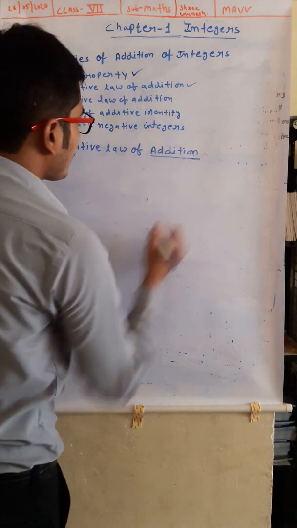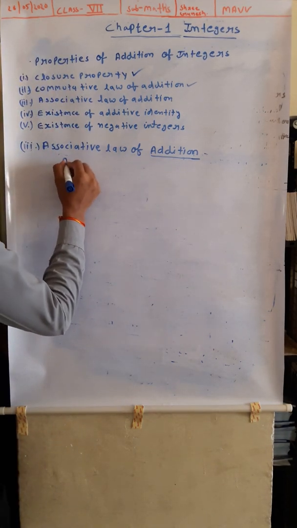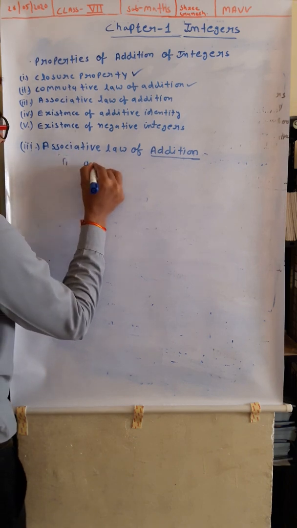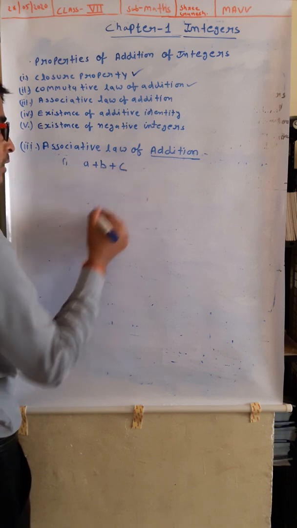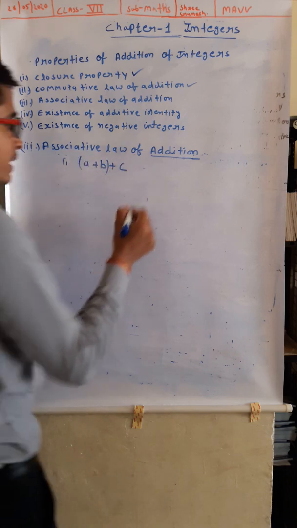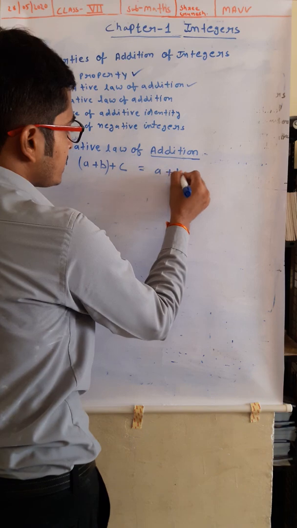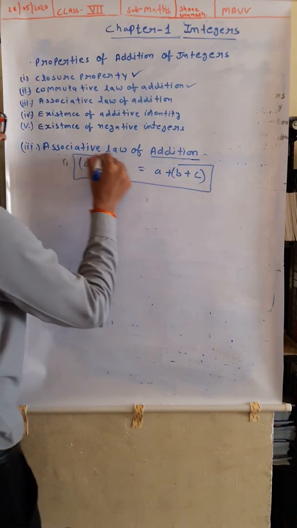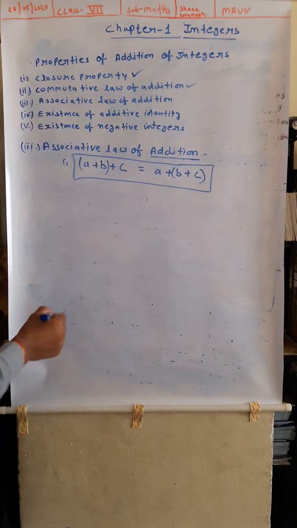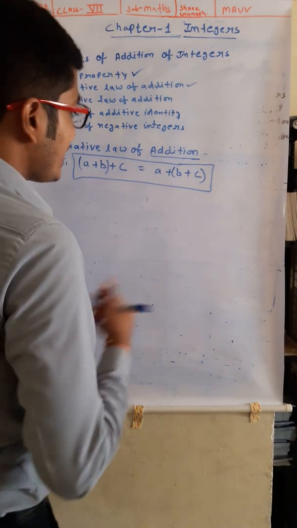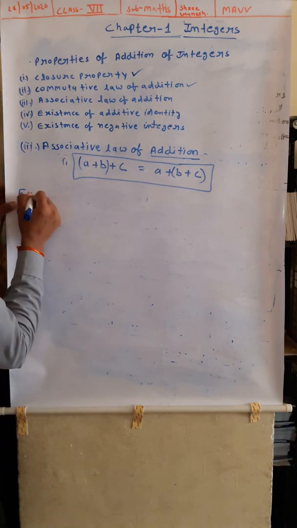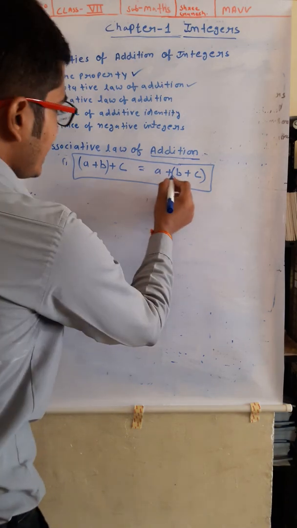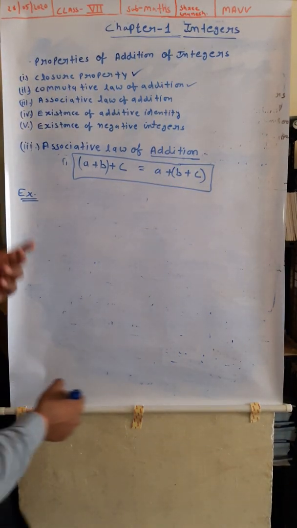What is the associative law of addition? It is, if I write (a plus b) plus c is equal to a plus (b plus c). If you are changing the grouping of addition, then it does not affect the sum. For example, if a, b and c are three integers and you are adding them one by one, then it does not affect the sum.